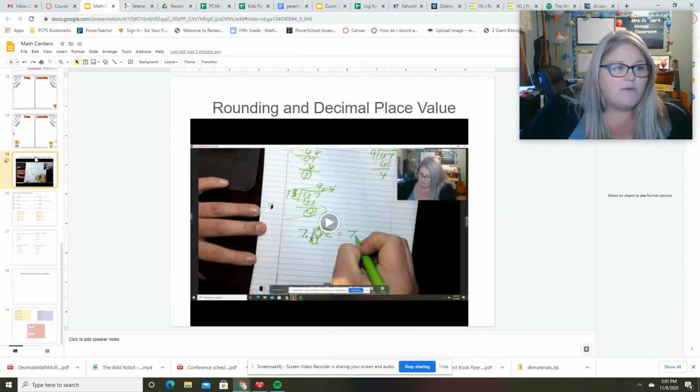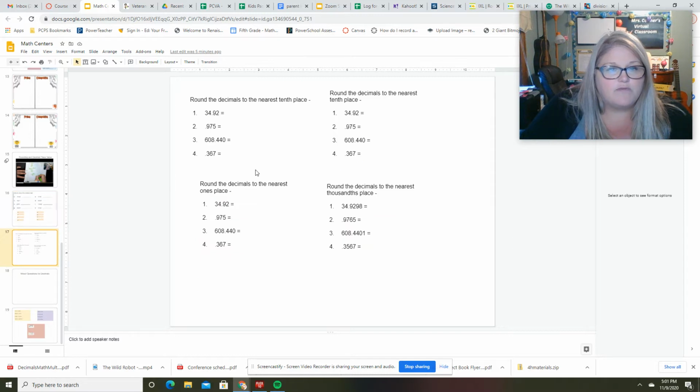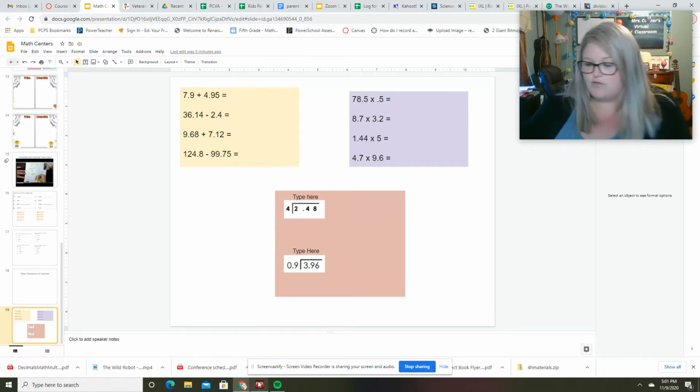And then you have your rounding and decimal place value with 2 slides that you've not seen before. So just get those. These are all pretty much the same numbers. You're just rounding them in different places. And then you've got this video where you have these problems. We're going to do the first of these 2 together, and then we'll move on from there. Okay. All right. So let's start with the first one.